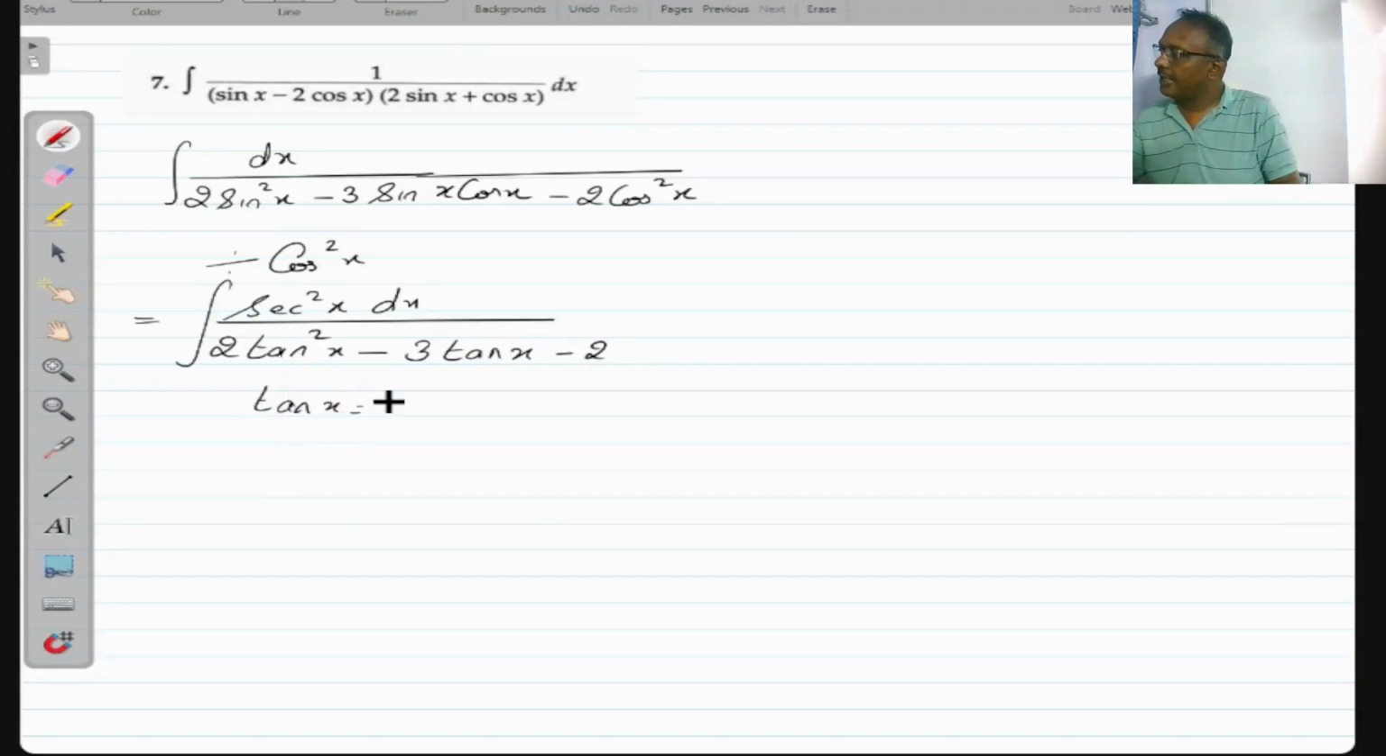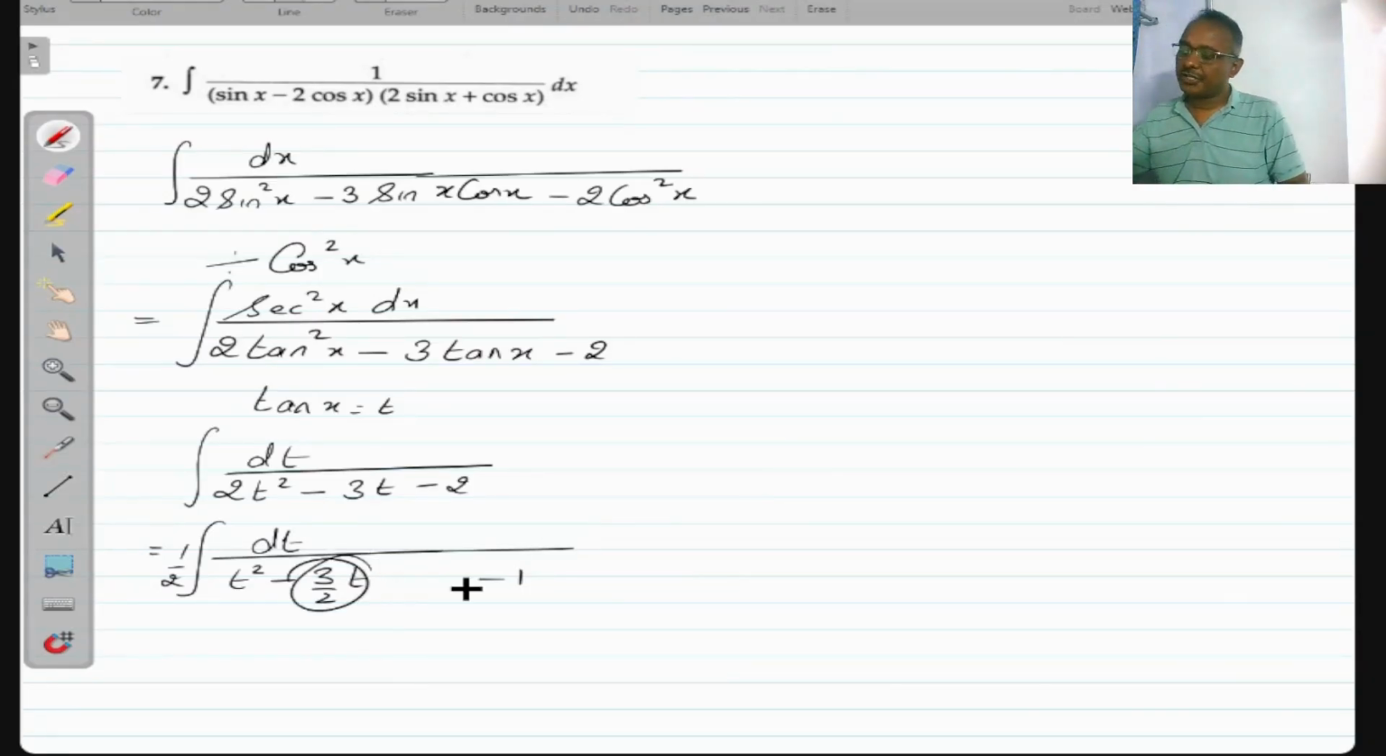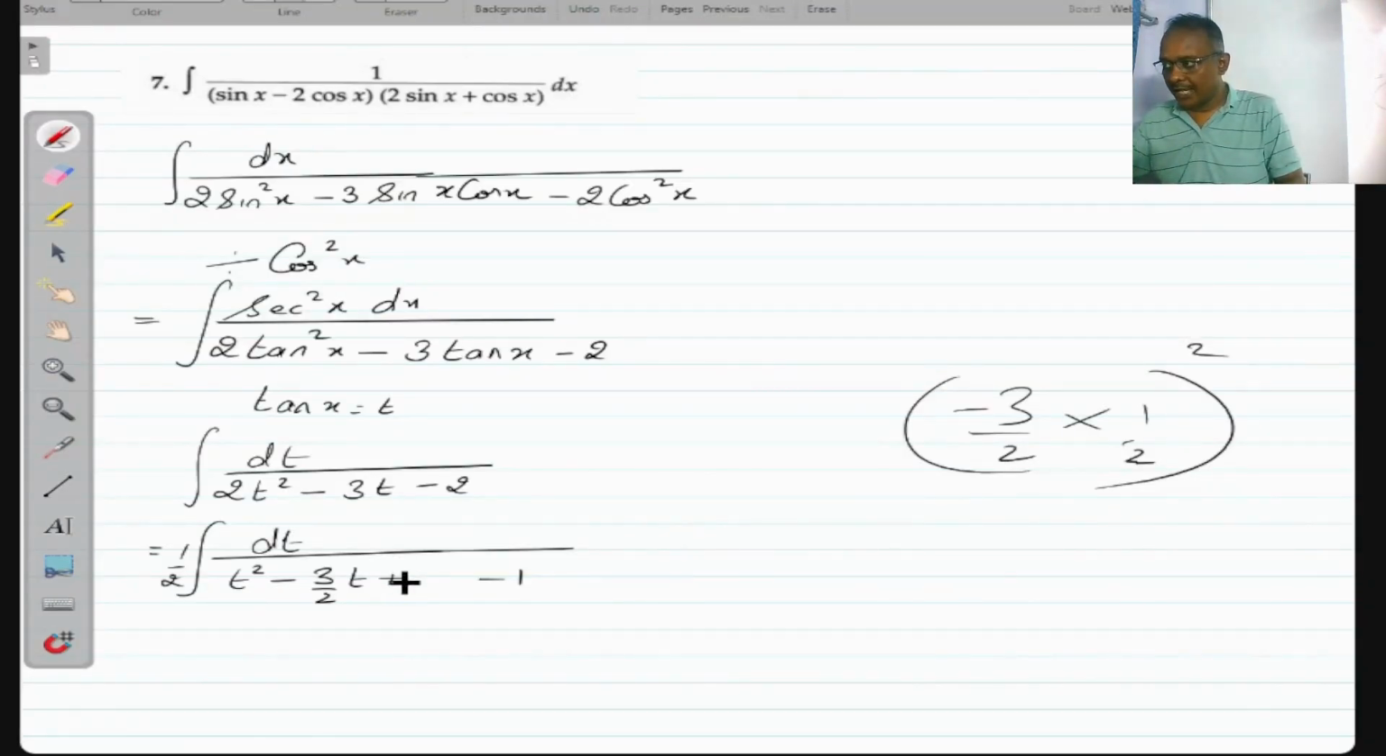tan x को t डाल दिया तो sec square x dx becomes dt. 2t square minus 3t minus 2. 2 को बाहर निकाला. So this is t square minus 3 by 2 minus 1. t का कोएफिशिएंट 3 by 2 को आधा किया तो 3 by 4 को स्क्वायर किया is 9 by 16, add and 9 by 16 subtract.